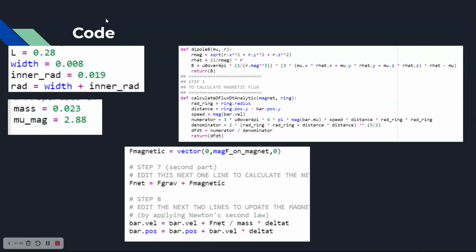So let's take a look at some of the code. We have some initial conditions here on the left, just setting our lengths, our masses, and things like that. A couple of functions for determining the dipole moments and calculating flux, and then just summing up the forces and graphing those so we can actually see what's going on.